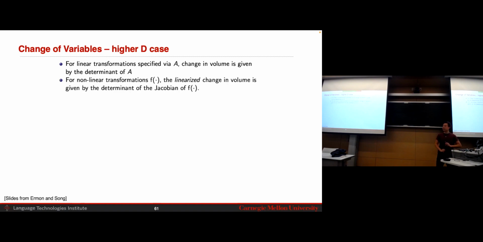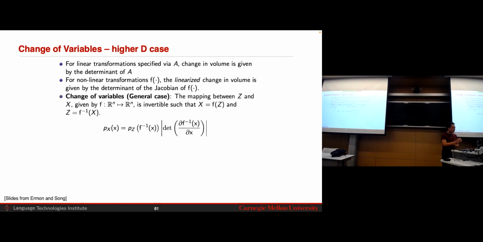In the more general nonlinear case, the change in volume is given by the determinant of the Jacobian. And the Jacobian is basically the gradient function in one dimension extended to multiple dimensions. So my f is an n by n function that takes in vectors of size n and outputs vectors of size n. My Jacobian is going to be this gradient matrix that is n by n, right? Every single entry of the output with respect to every single entry of the input. That's the n by n Jacobian matrix.